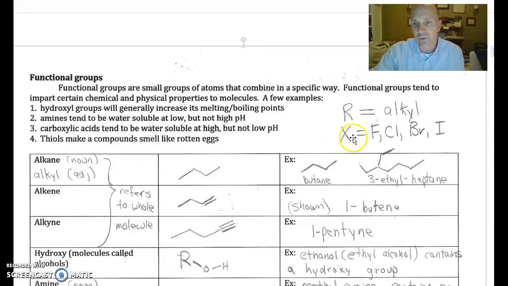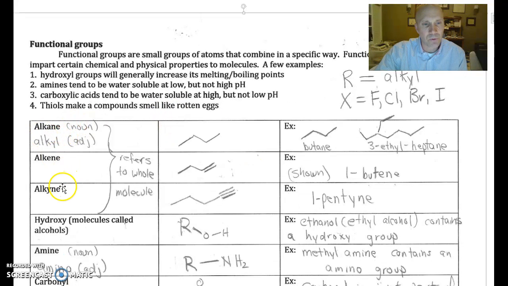Also, if you use an X, that's generic for any halogen. So it could be fluorine, chlorine, bromine, or iodine. So let's get into functional groups. The first couple ones aren't actually what I would consider functional groups. They're just names for certain types of carbon compounds.